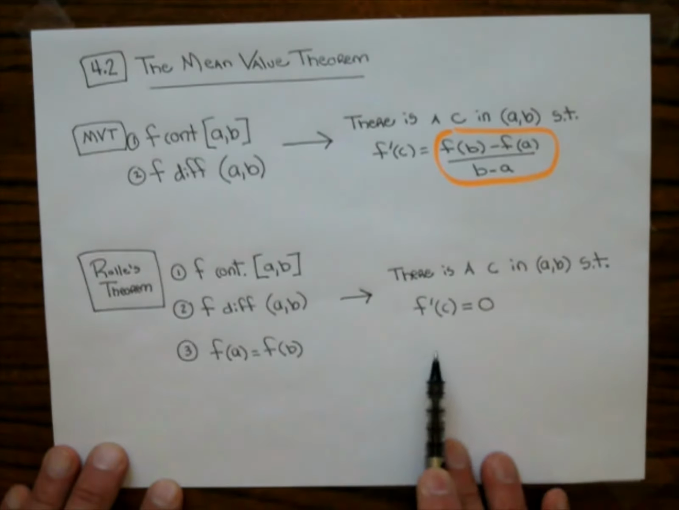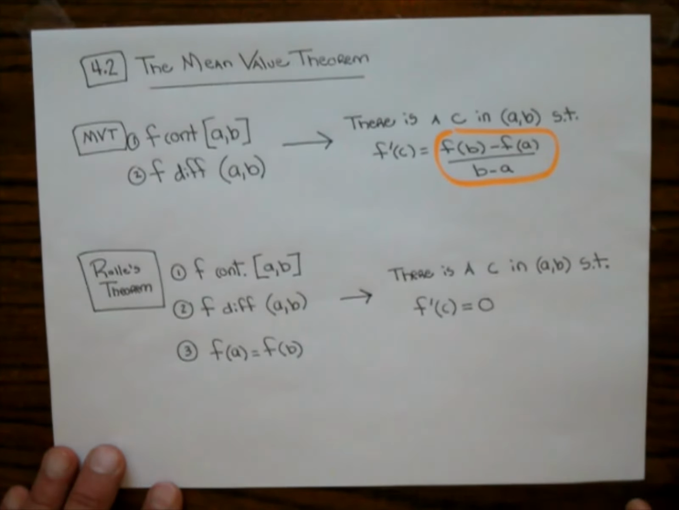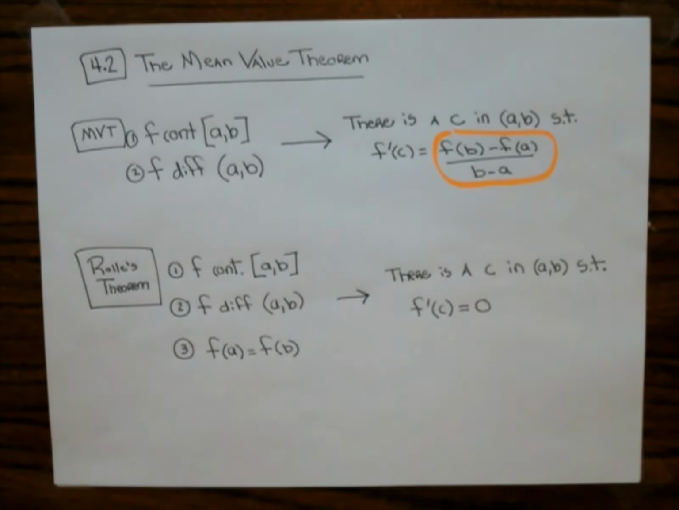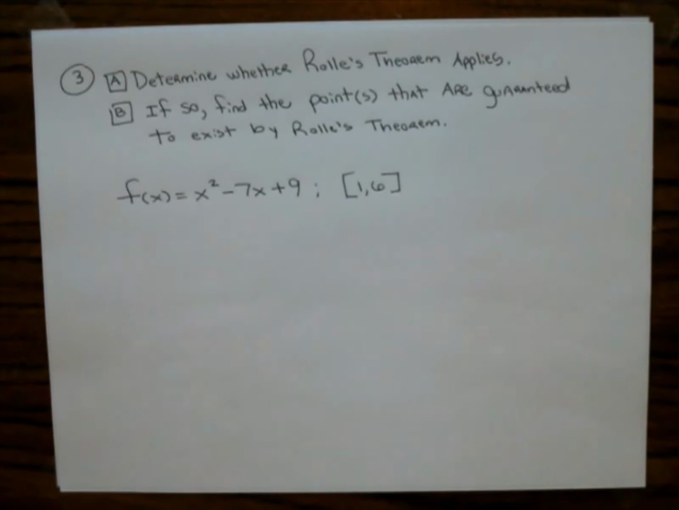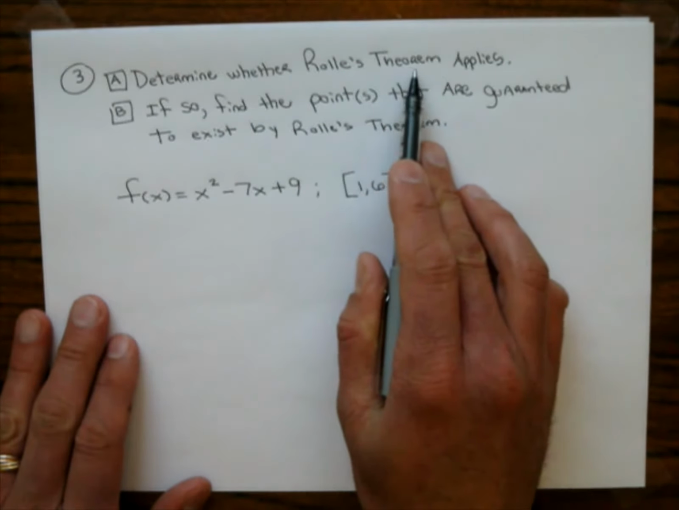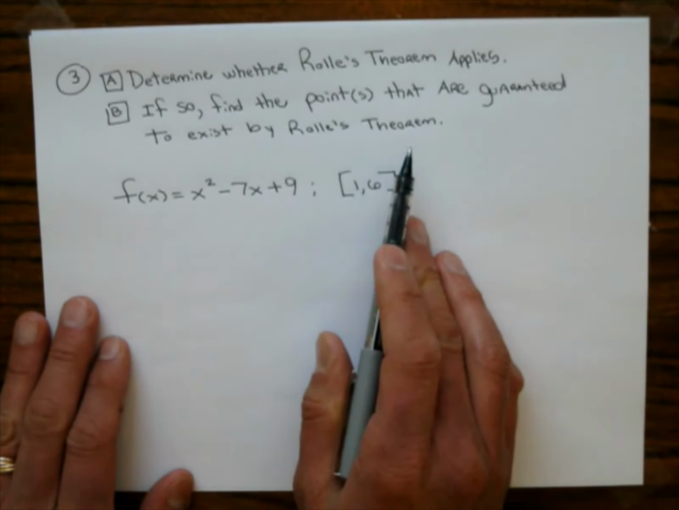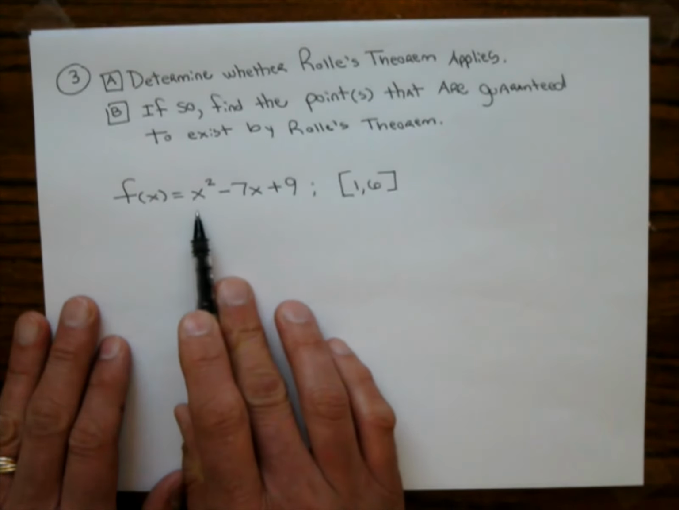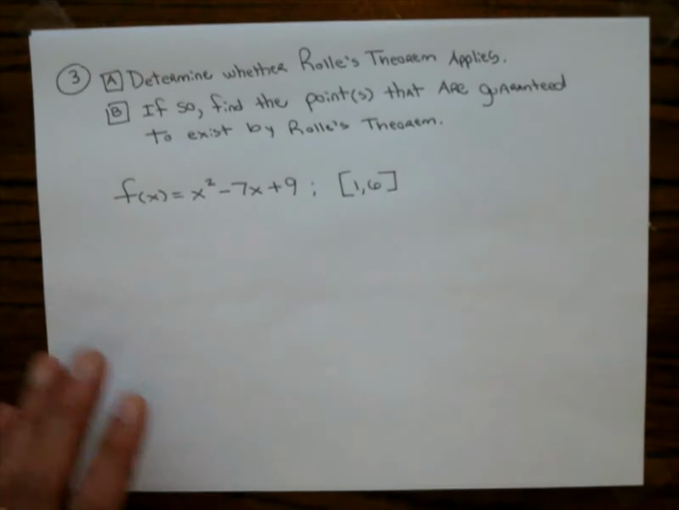So this is sort of a rip-off of the mean value theorem. But it's called Rolle's theorem. So let's do a problem that has Rolle's theorem in it. And then we'll actually see an application in the real world of this. Okay, so let's go ahead and do problem number 3. It's stated like problems 1 and 2. Determine whether Rolle's theorem applies. If so, find the points that are guaranteed to exist by Rolle's theorem. Because this function is continuous and differentiable in this interval, Rolle's theorem does apply.